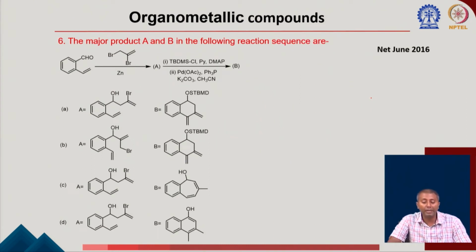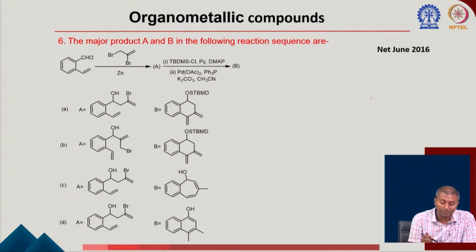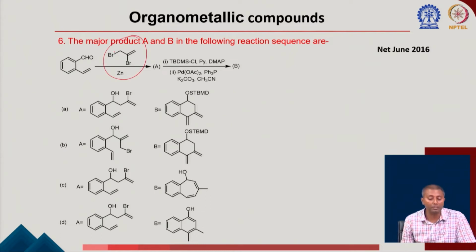The major products A and B in the following reaction sequence. You can see there are several reagents given in this particular problem. Let's look into it. So here we are seeing organozinc. So this is a problem on organozinc reagents. We have an aldehyde here.